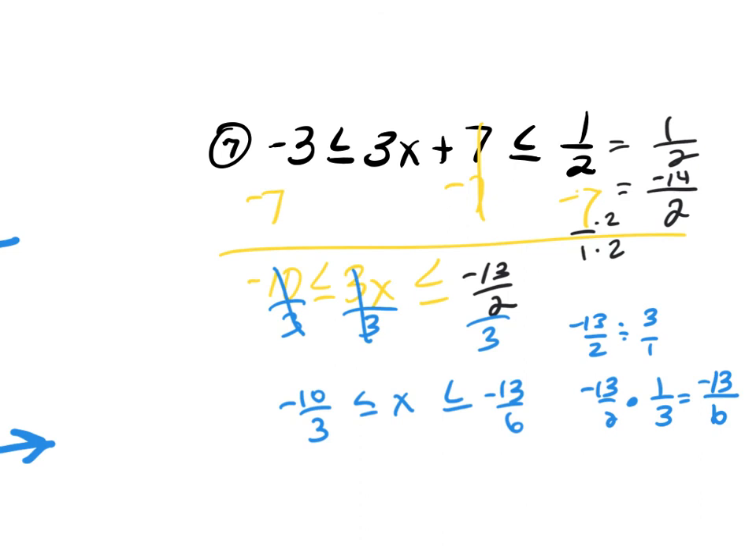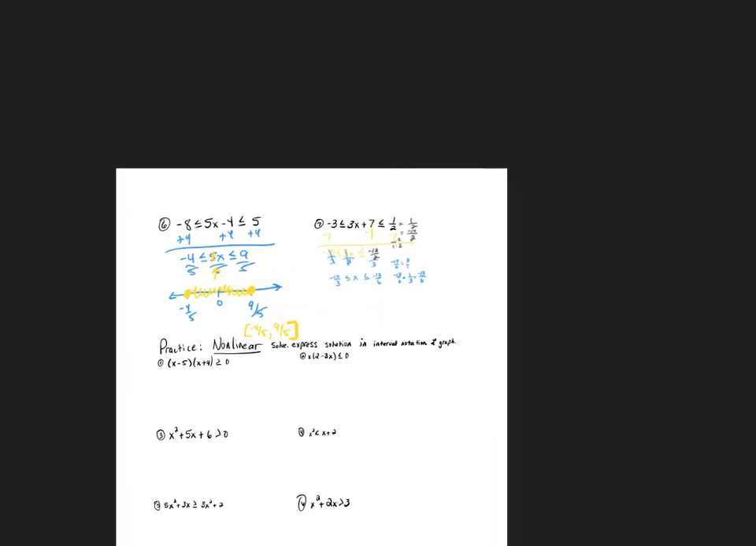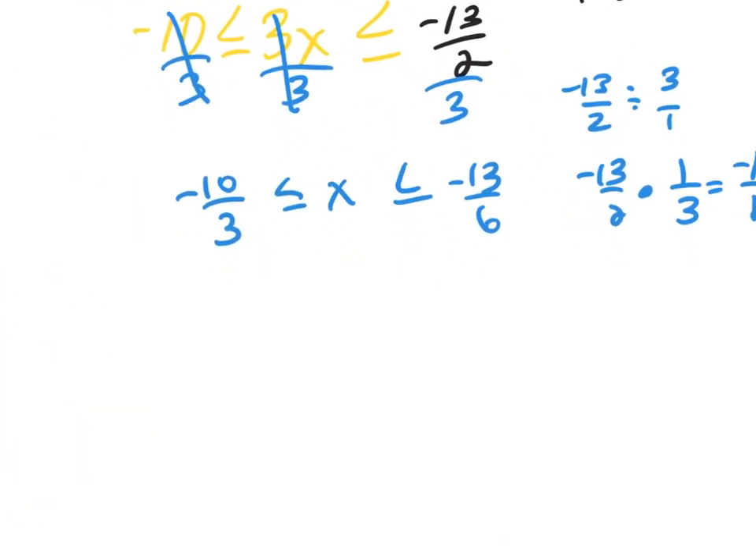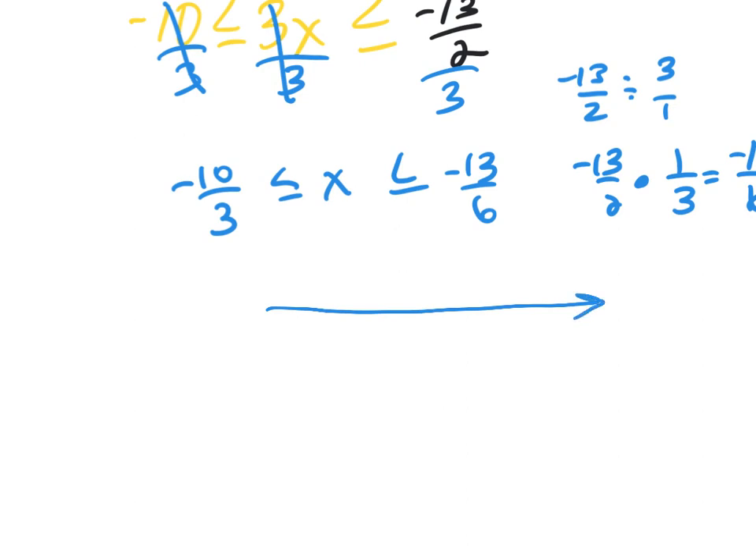Okay, gross fractions. I understand that, but that's okay. It's all right. So on my number line, when I graph, I have to have 0. I have negative 10/3. And I have negative 13 over 6. So think about this. 3 goes into 10 3 times with a little bit left over, right? 6 goes into 13 2 times with a little bit left over. So we're in the right spot.